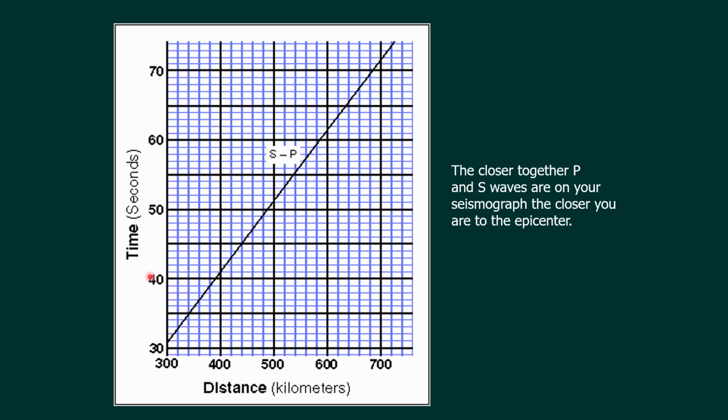If it was 40 seconds, I would come over and I would come down, and I'm about 390 kilometers from the epicenter, right? And so we can work out not just whether we're closer or further, but we can actually work out exactly how far things are from the epicenter.